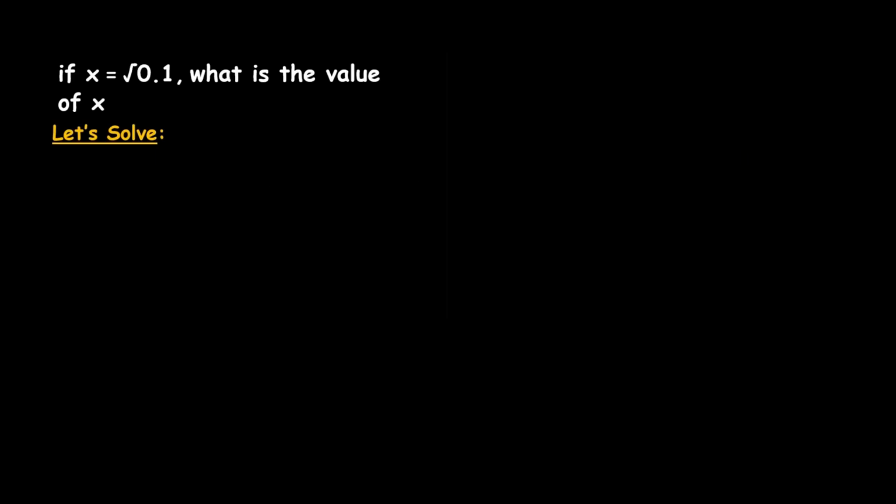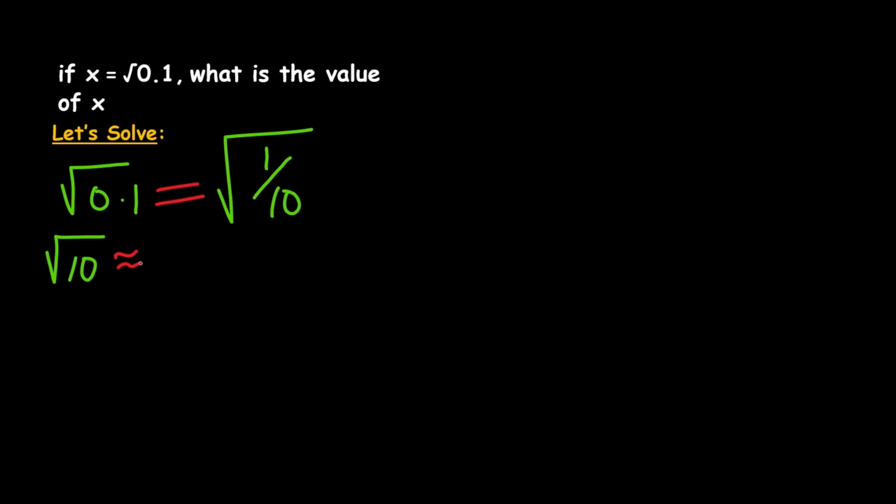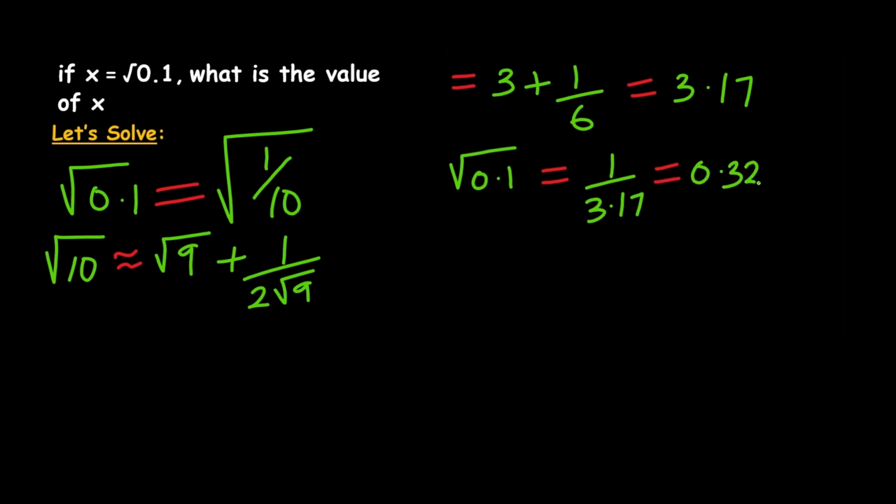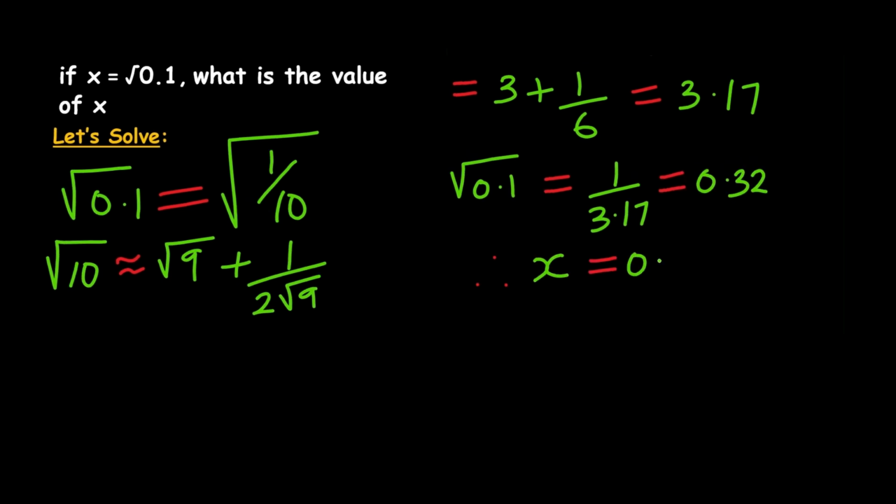Let's find the value of x if x equals square root 0.1. A helpful trick is to think of the decimal as a fraction. Square root 0.1 equals square root 1/10. Approximate square root 10. Square root 10 is almost equal to square root 9 plus 1 divided by 2 square root 9, equals 3 plus 1/6, which is almost equal to 3.17. Square root 0.1 is almost equal to 1 divided by 3.17, which is almost equal to 0.32. The value of x is almost equal to 0.32.